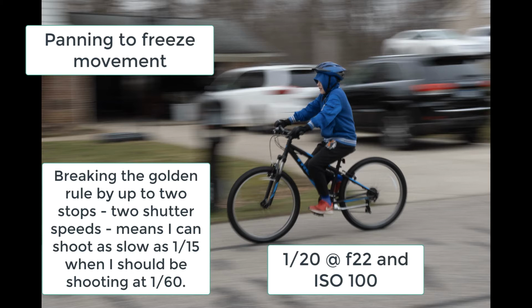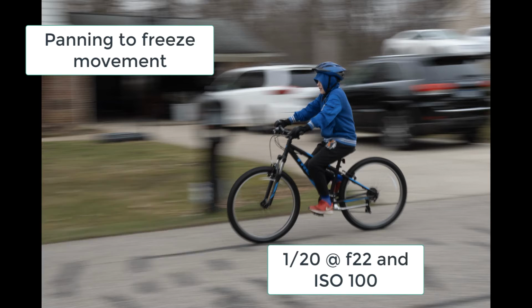Since I'm outdoors, I actually have to close down my aperture really small to f/22. I have to lower my ISO down to 100, just so I can get down to that really slow shutter speed, 1/20th of a second, while I'm outdoors. So this is a tricky one to do, guys. It's going to take some practice.